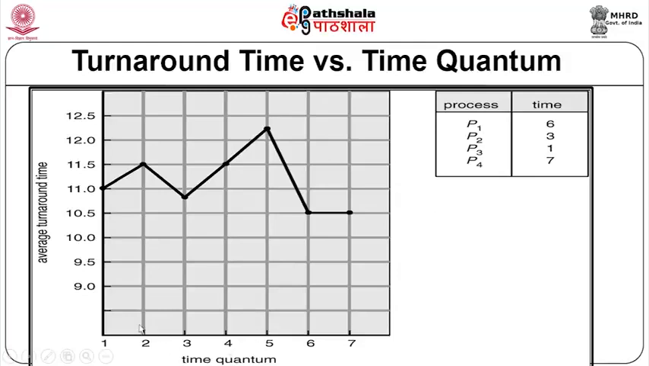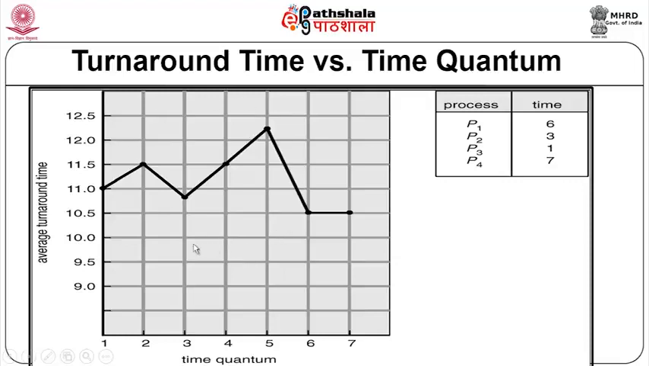So, you can look at this graph that shows how the average turnaround time varies based on the time quantum. Here we find that there are 4 processes P1, P2, P3 and P4, and the burst times of each of the process is given 6, 3, 1 and 7 respectively, and the time quantum is also given. Suppose if the time quantum is 1, we find that the average turnaround time is 11, and if the time quantum is 2, the average turnaround time is 11.5 and average turnaround time is 10.75 for time quantum equal to 3, and so on.